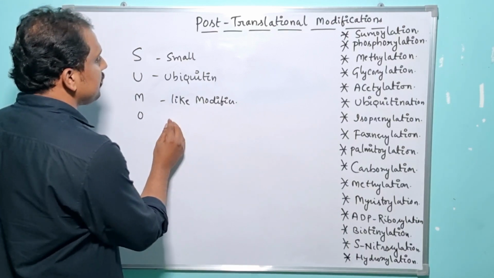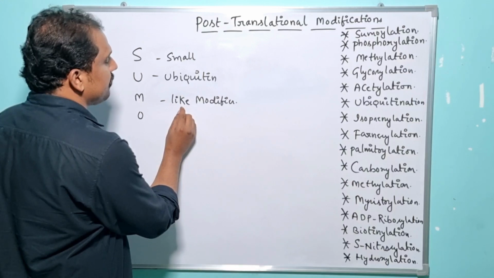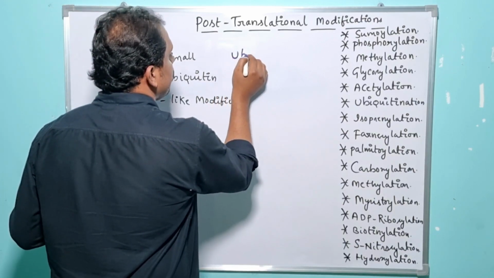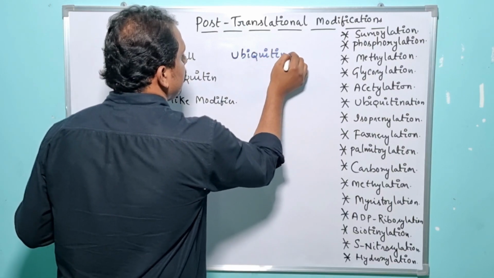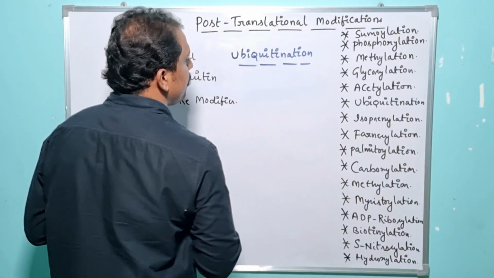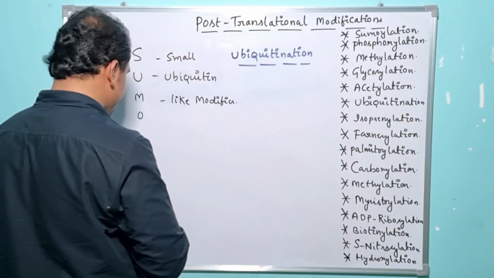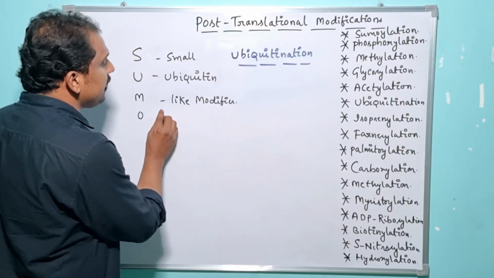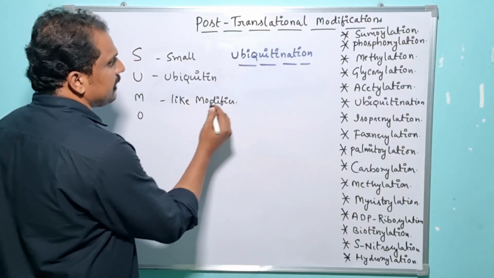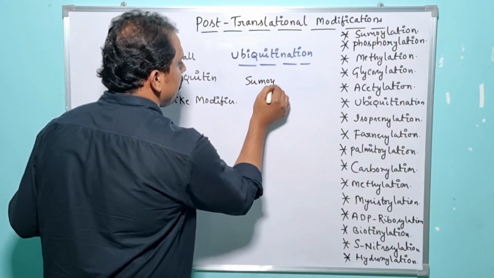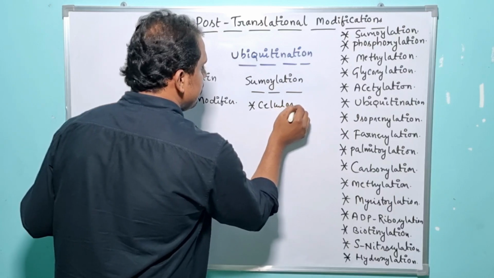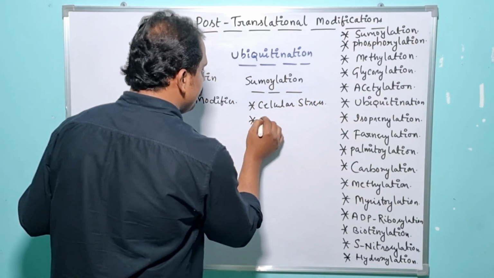What exactly happens during sumoylation? This specific post-translational modification is very similar, or very homologous, to ubiquitination. Though it is quite similar to ubiquitination, sumoylation still varies from ubiquitination in some specific aspects. So here we need to understand what exactly happens during the sumoylation post-translational modification. Most commonly it is observed under cellular stress and as well as tumorigenesis.